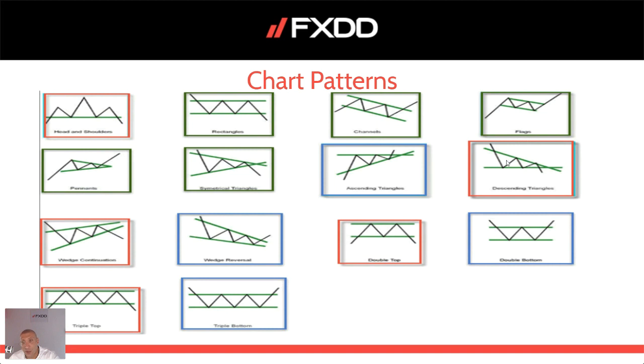Then we have descending triangles. When a trend line at the top is descending, and we see that the bottom is flat, we call that a descending triangle. Usually it's traded when the price breaks the lower bottom.